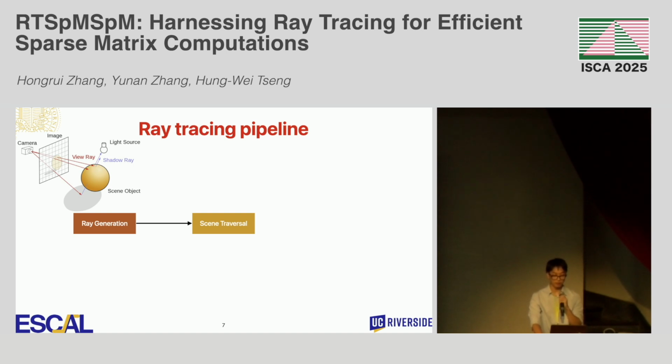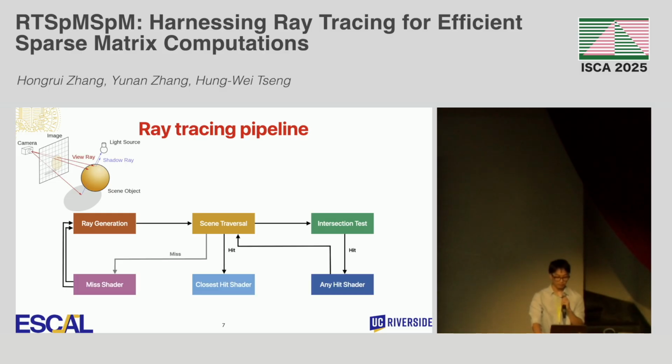Next is the scene traversal stage. Here, the program navigates the rays through each scene object to identify potential intersections. When potential intersections are found, the code will perform an intersection test to confirm hits. Depending on the test result, if there is a miss, the pipeline triggers the miss shader, and if there's a hit, the code would trigger either the closest hit shader or any hit shader.